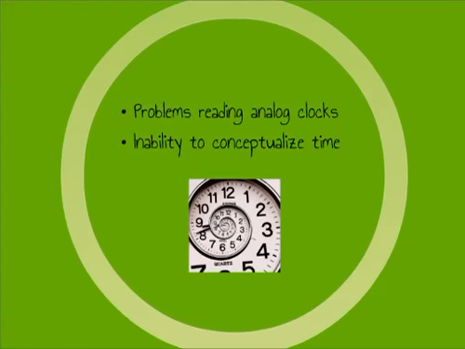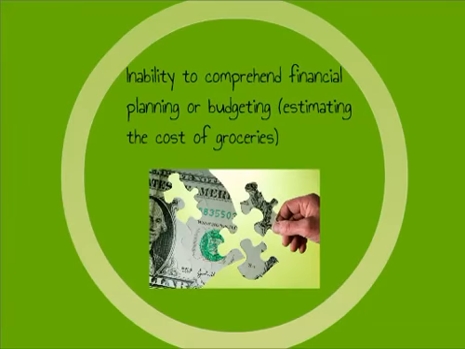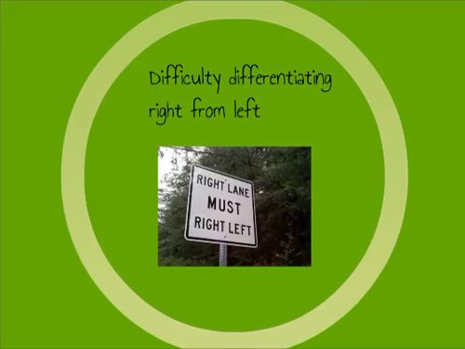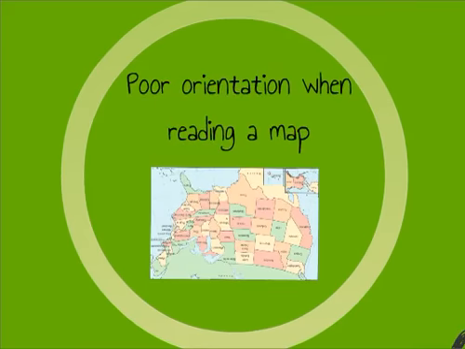What are some symptoms, some general symptoms? Well, problems reading analog clocks and a difficult time actually conceptualizing time. Problems with general financial planning or budgeting, although lots of us have those problems. Difficulty reading musical notation, and a lot of us don't read music, but that would mean that regardless of the instruction that we might provide in reading musical notation, a student might have difficulty. Difficulty differentiating right from left, and even poor orientation when reading a map.